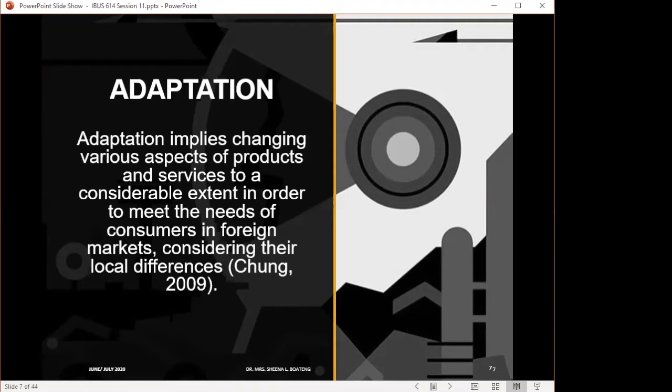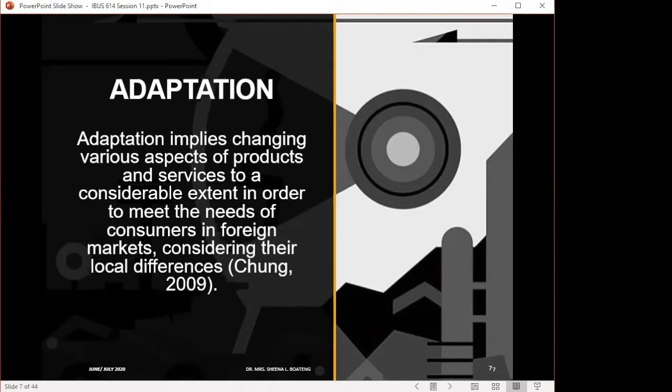Okay. So like I was saying, adaptation implies changing various aspects of product and service to a considerable extent. Whereas some schools of thought in the literature are saying with standardization, you are allowed a minute amount of variation, adaptation means you have varied so many different aspects of the product and the service, from the core all the way to the extended product, to a considerable extent, in order to meet the needs of consumers in foreign markets, considering their local differences.